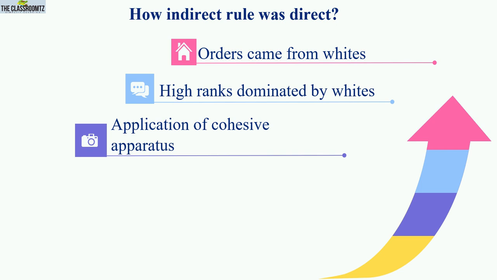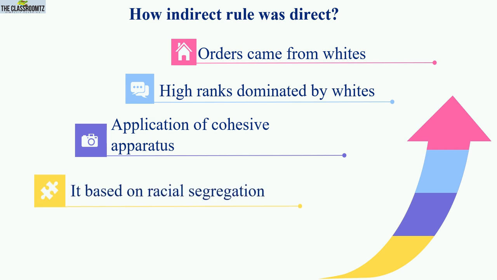Application of coercive apparatus: the use of military, the use of police, the use of courts or the judiciary. These coercive apparatus were applied to make sure the system was implemented. It was based on racial segregation, and you can see this racial segregation in the positions offered. Africans were given low positions, and also less financial benefit and fewer industrial services compared to whites.